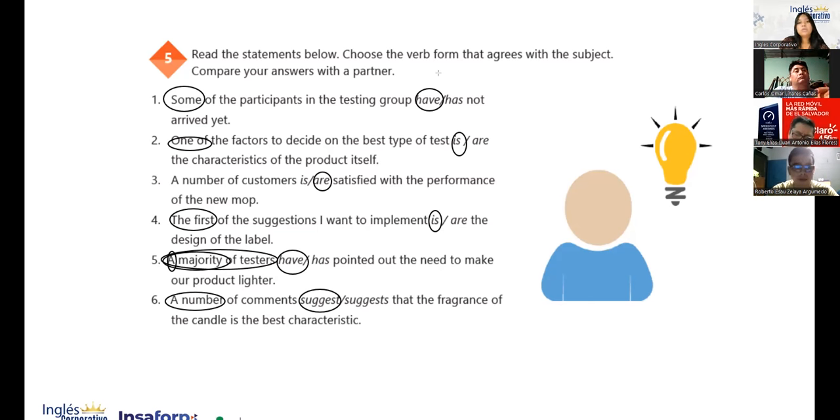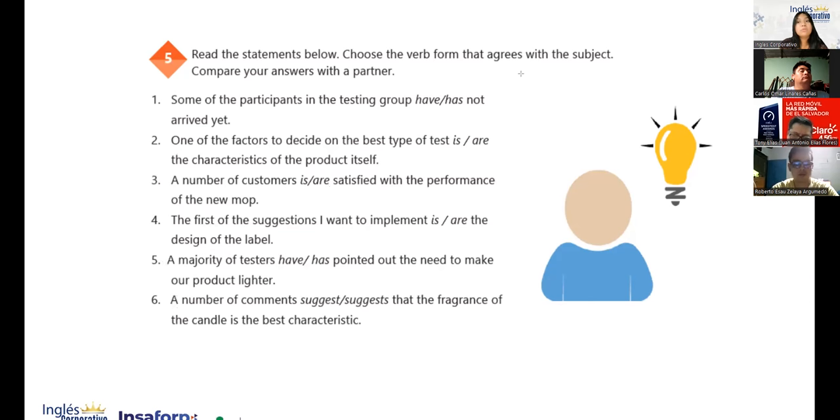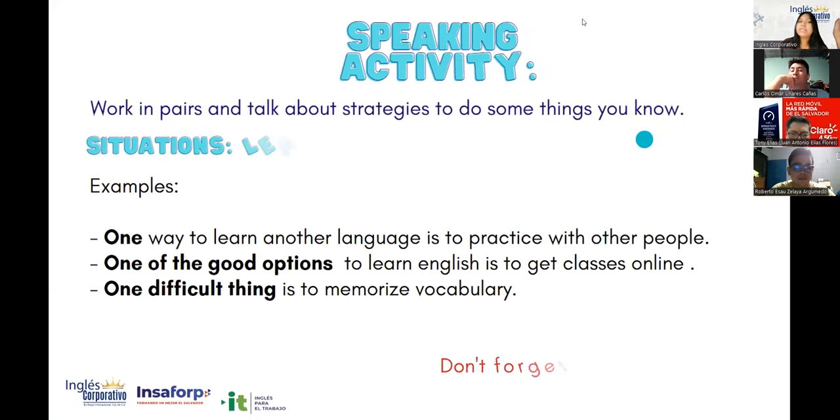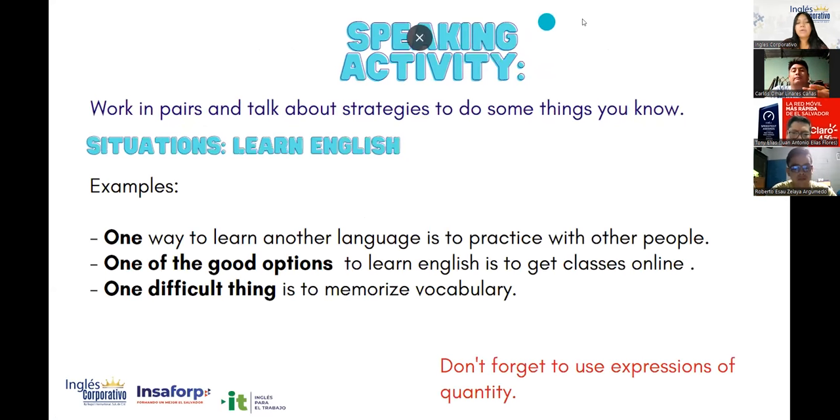Any other doubt? No? Okay. So now we are going to move to the activity that we have, which is speaking. Okay, look at this. We are going to work in pairs or in trios. We are going to talk about strategies to do some things. The situation here, as an example, is learn English. The examples: one way to learn another language is to practice with other people. One of the good options to learn English is to get classes online.